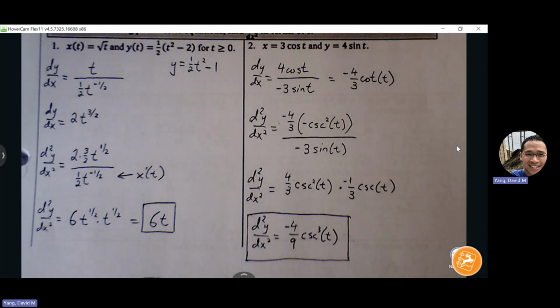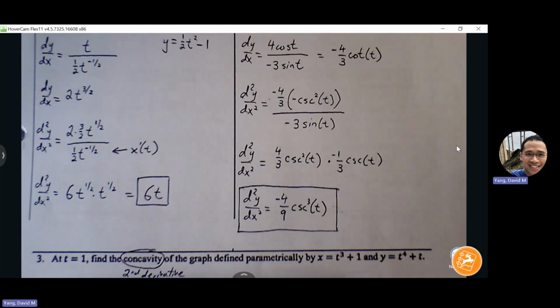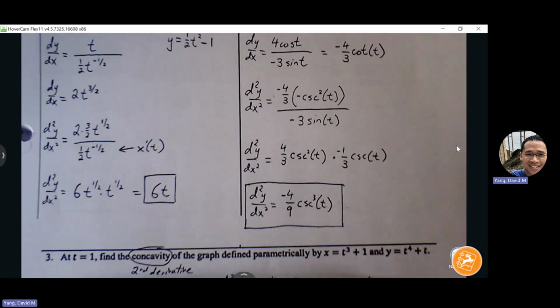Any questions with 1 or 2? Okay, try number 3. Number 3 says at t equals 1, find the concavity. So concavity is dealing with the second derivative. Ultimately, you're just going to make your way down to the second derivative and then plug 1 in, and then from there decide what information that gives you.